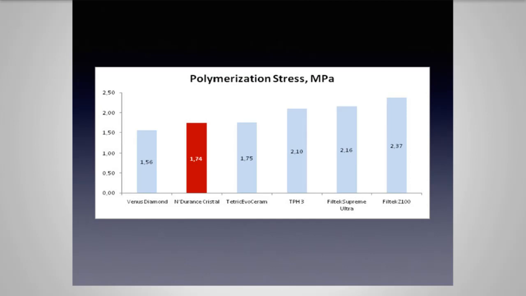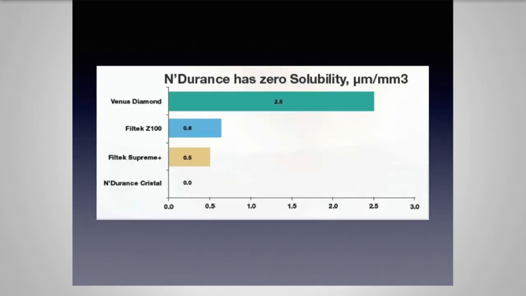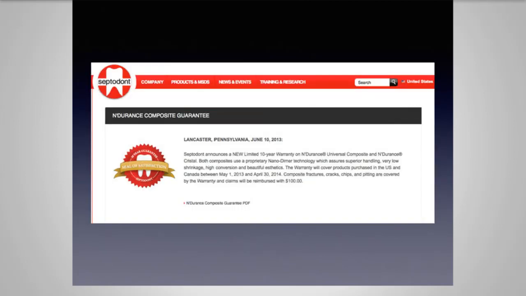Again, polymerization stress in the tooth structure is very low. Only Venus Diamond is better at this point in time, and then we had this shrinkage, the volumetric shrinkage, also very low because of that overall chemistry of enabling the phases of curing rather than one major bulk phase cure. And, of course, the zero solubility, that's been very important as well.